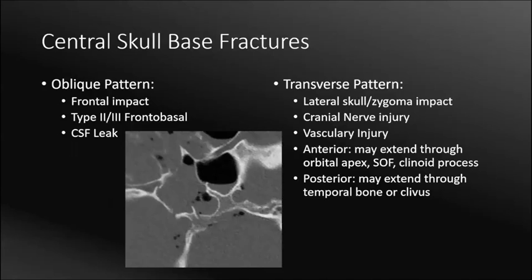Central skull base fractures may occur in an oblique or transverse pattern. Oblique fractures occur from a frontal impact, posterior expansion of a type 2 or 3 frontal basal fracture, and have increased risk of CSF leak, whereas a transverse pattern fracture will occur from a lateral skull or zygoma impact, and this has increased risk of cranial nerve injury or vascular injury.